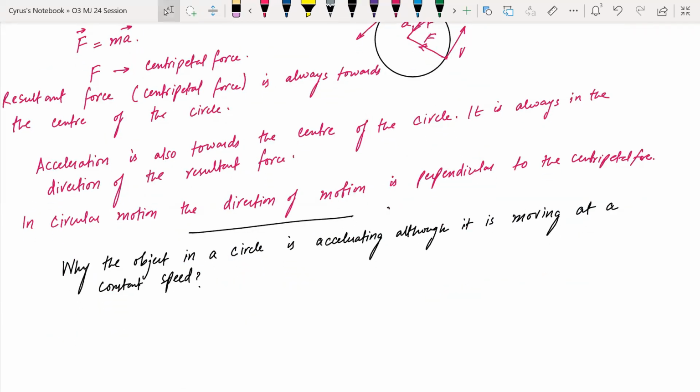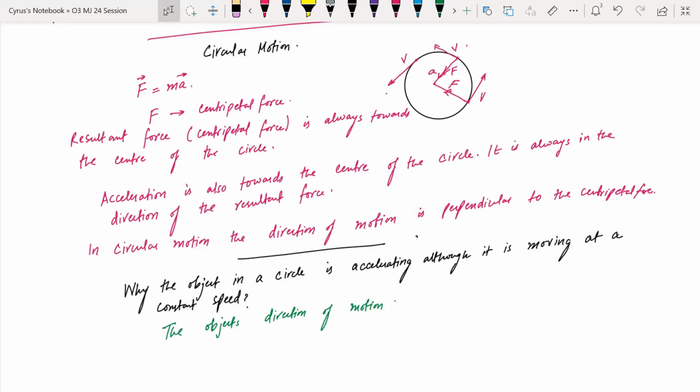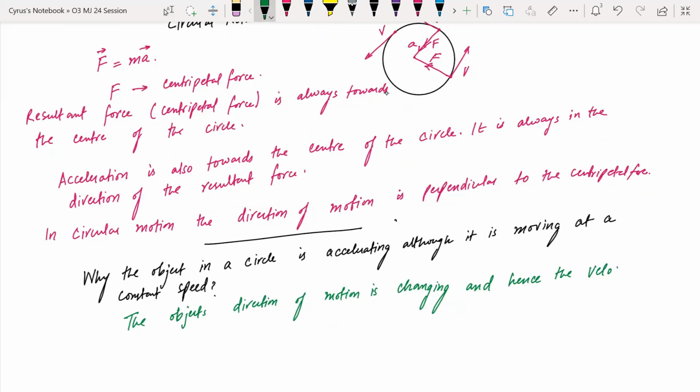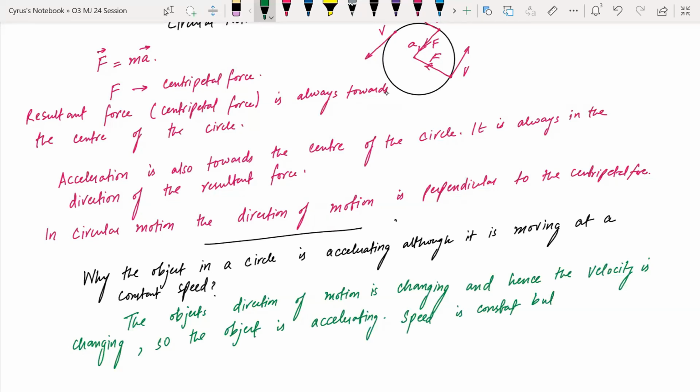Okay, why is the object accelerating although it is moving at a constant speed? The answer for this is, what you write is, the speed is constant but the velocity is changing. Whenever velocity changes, the object accelerates. So the object's direction of motion is changing, right? And hence velocity is changing. So the object is accelerating. Speed is constant, but the velocity is changing, right?